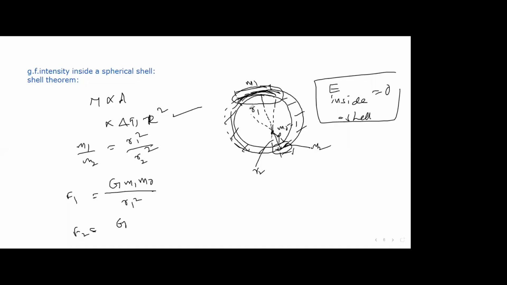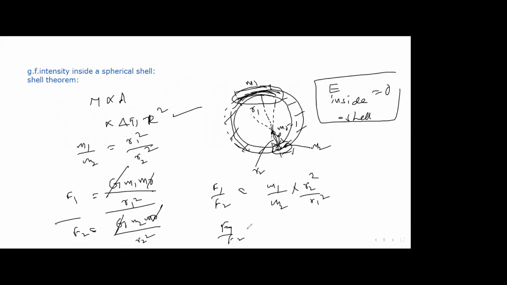With what force is this portion attracting? G m2 m0 by a distance, say r2 square. If I take the ratio of these forces, F1 by F2, G and m0 cancel. We get m1 by m2 into r2 square by r1 square. Since m1 by m2 is proportional to r1 square by r2 square, into r2 square by r1 square, it cancels. That implies F1 is equal to F2.